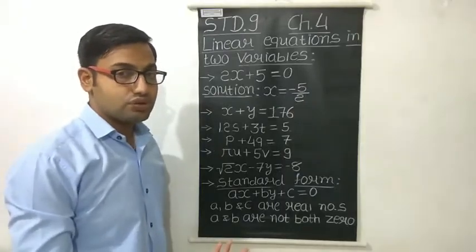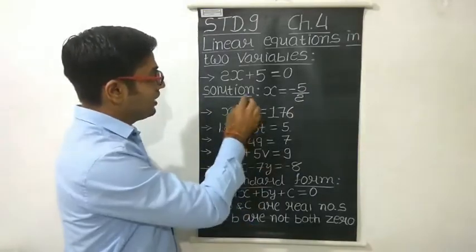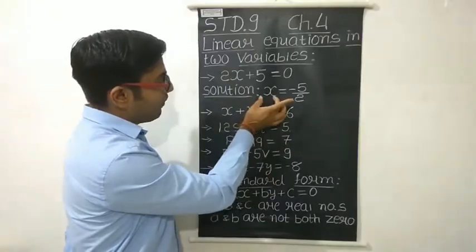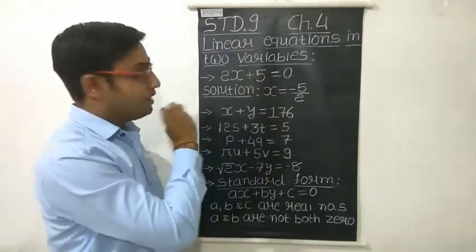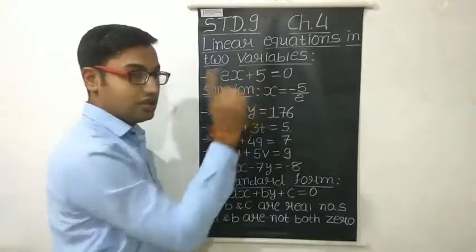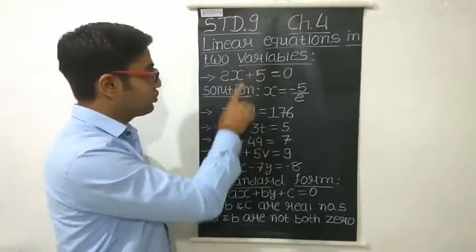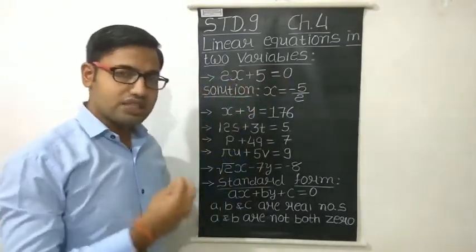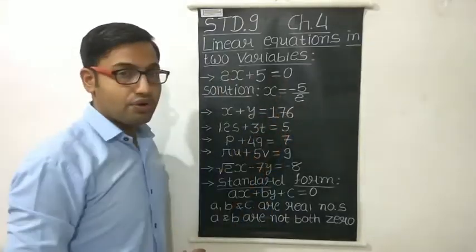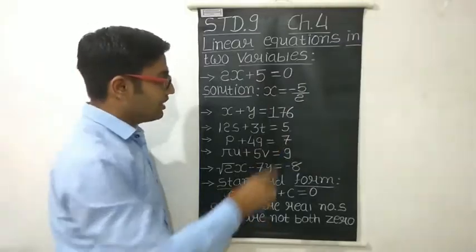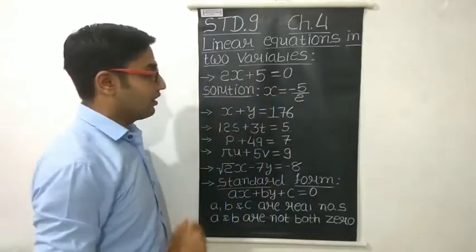And what is the meaning of solution? The meaning of solution is that whenever we put the value of x at this place, then the total value becomes 0. That is called the solution for this equation. So is there any other solution that we can find other than minus 5 upon 2? No. There is only one value that we get here.